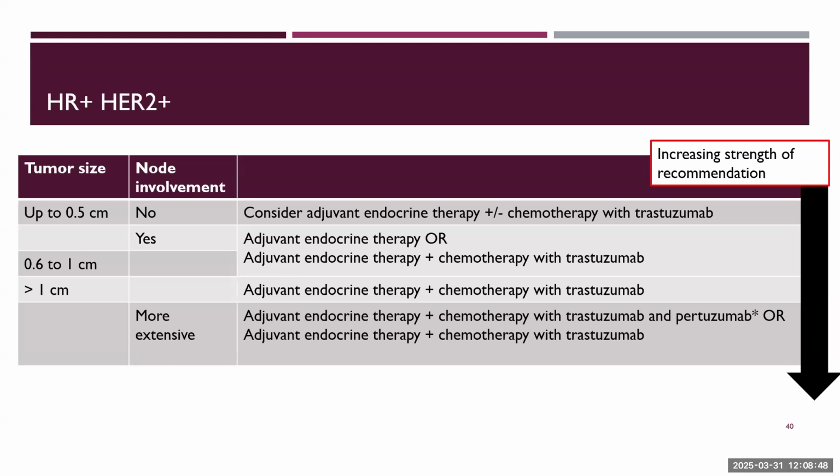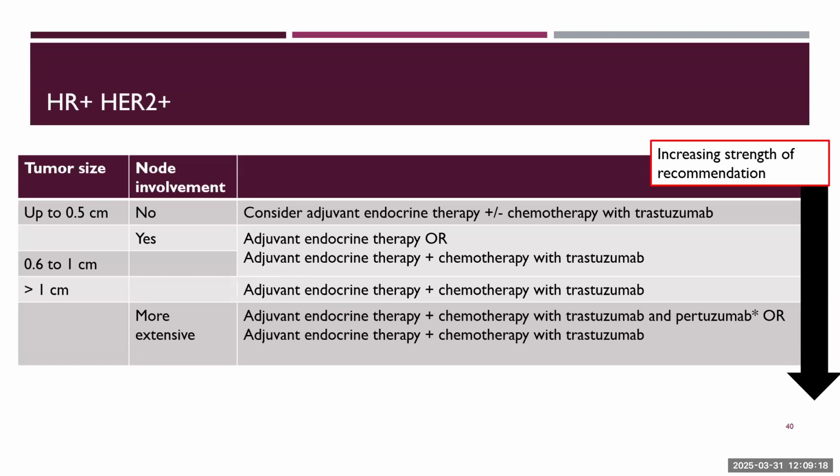If the tumor size is up to 0.5 centimeters and they do have node involvement, adjuvant endocrine therapy is recommended, or you can give adjuvant endocrine therapy plus chemotherapy with trastuzumab. This is also indicated for tumors that are 0.6 to 1 centimeters. If the tumor is greater than 1 centimeter, it is recommended to do adjuvant endocrine therapy plus chemo with trastuzumab.